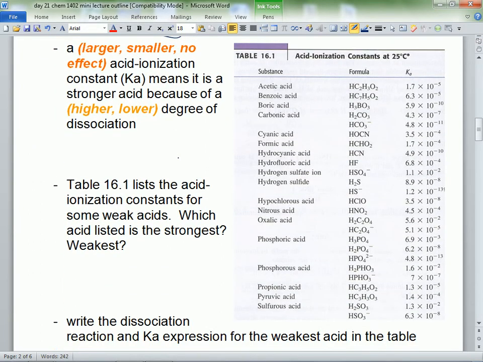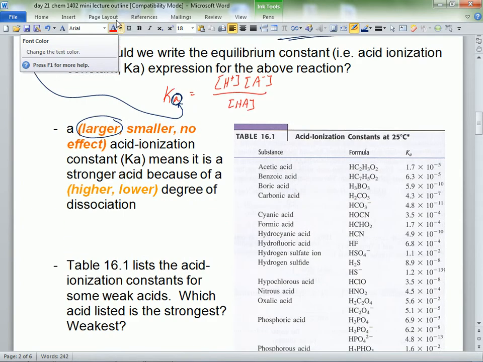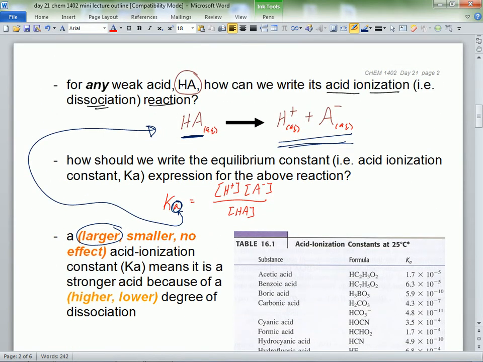Okay. See if we can play around with this a little bit. Danny, what would you guess? A blank acid ionization constant, a blank Ka, means that it is a stronger acid. Would that be larger or smaller? She's right, larger. Do you know why, though? Because what are all equilibrium constants? They're all what over what? Products over reactants. H plus is a product. Yeah, so if you want a stronger acid, you need more H plus, so that means a larger Ka.